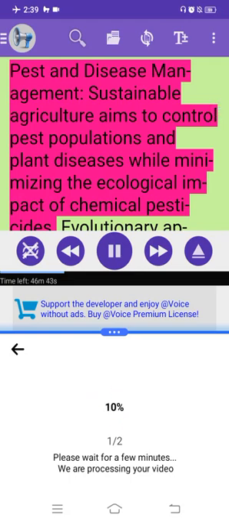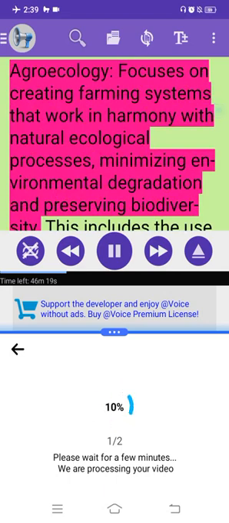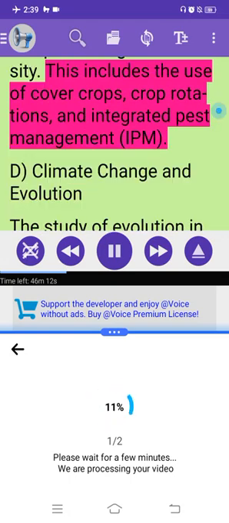Pest and disease management. Sustainable agriculture aims to control pest populations and plant diseases while minimizing the ecological impact of chemical pesticides. Evolutionary approaches to pest control include the use of natural predators, genetic modifications, or alternative pest management strategies, e.g., biological control. Agroecology focuses on creating farming systems that work in harmony with natural ecological processes, minimizing environmental degradation and preserving biodiversity. This includes the use of cover crops, crop rotations, and integrated pest management, IPM.